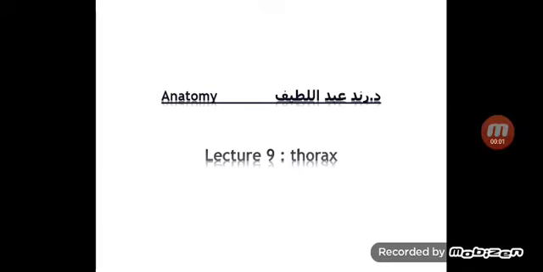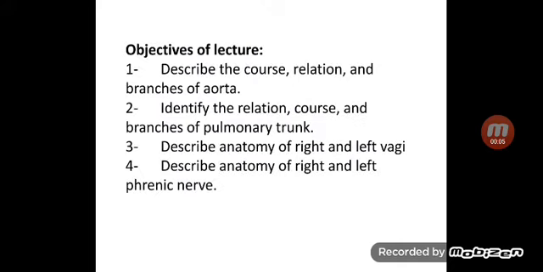Good morning to lecture 9 in anatomy of thorax. Our objectives are to describe the course, relation and the branches of the aorta and pulmonary trunk, and the anatomy of the vagus nerve and phrenic nerves.